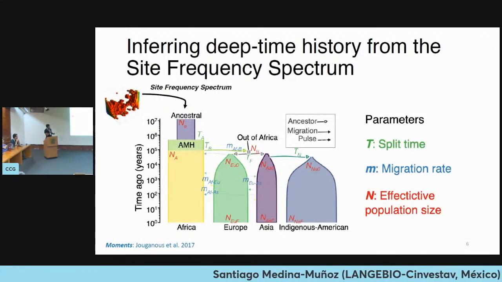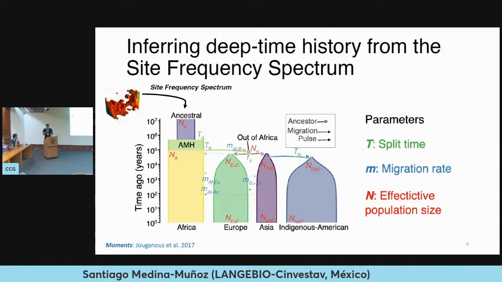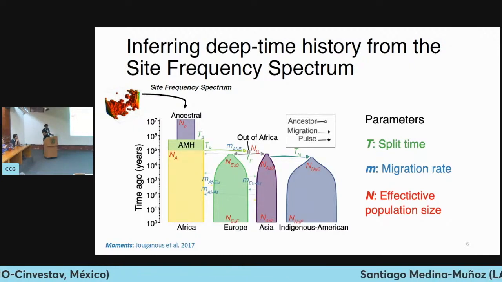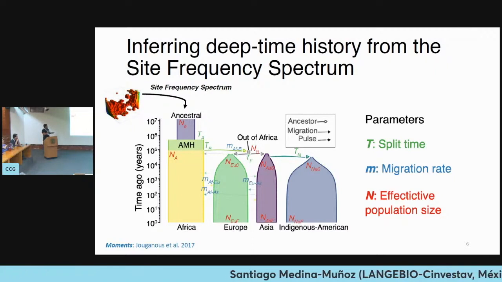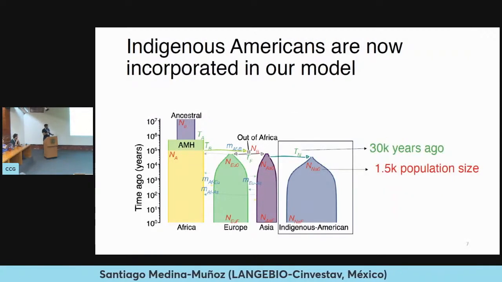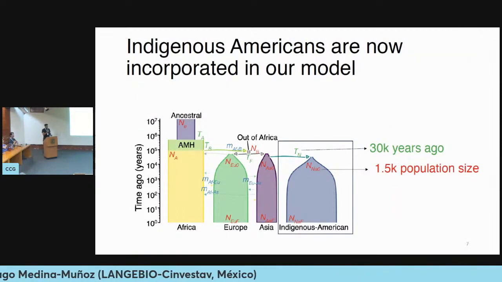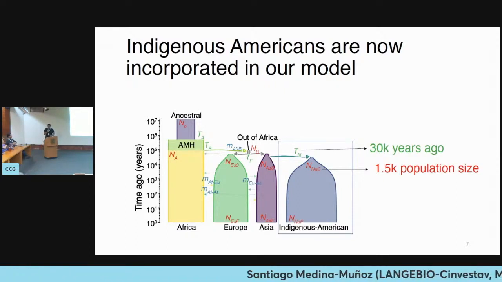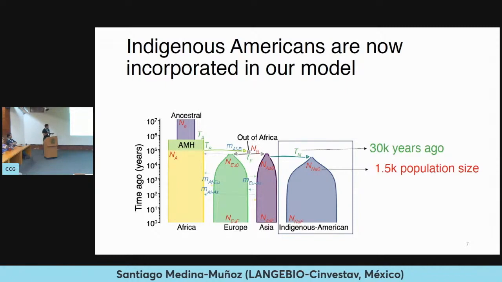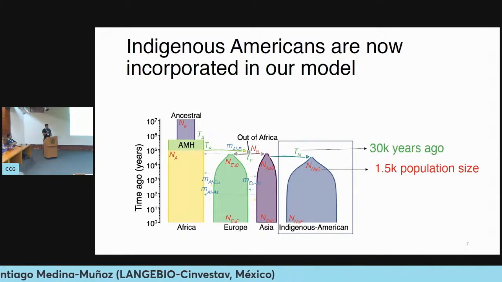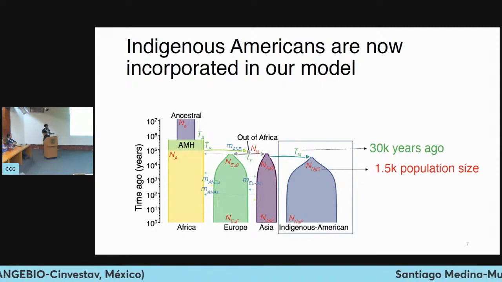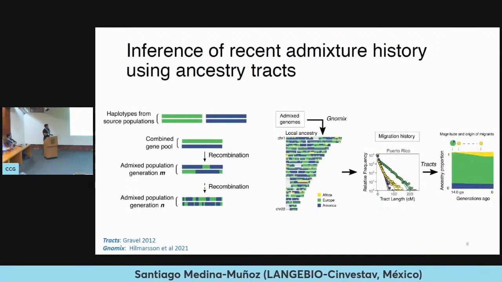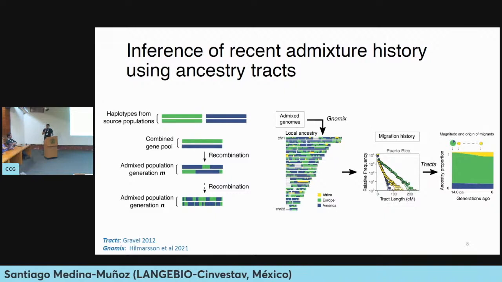So first, to infer the history, we infer the deep time history. In this case, we infer a 4-population model with African, European, Asian, and Indigenous American populations. We use the joint site frequency spectrum, and our model now incorporates the Indigenous American populations. Before this was not possible because we didn't have Indigenous American genomes. Now, with the data and with new tools, we can infer a 4-population model. For example, we infer a split time from East Asians that occurred 30,000 years ago and an initial population size of 1,500 individuals.